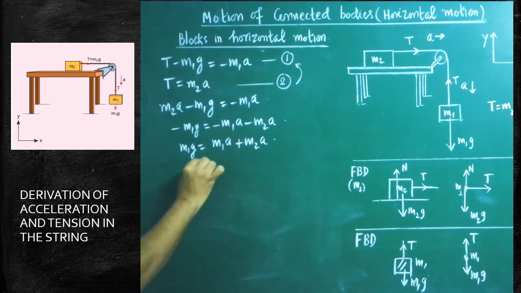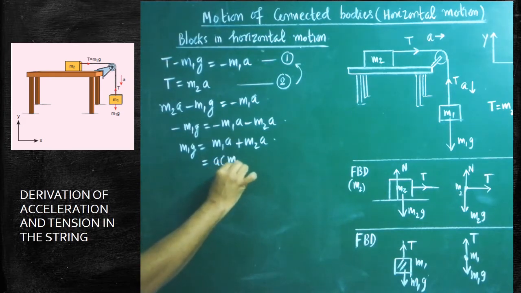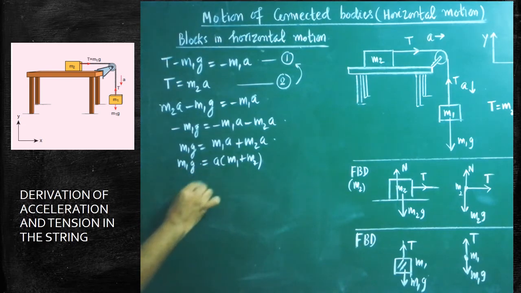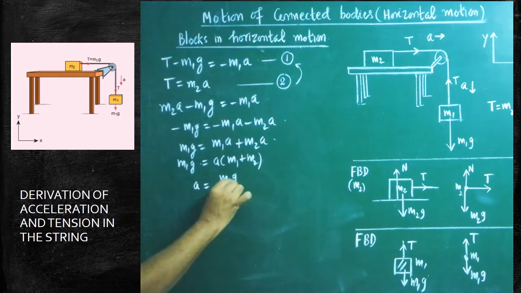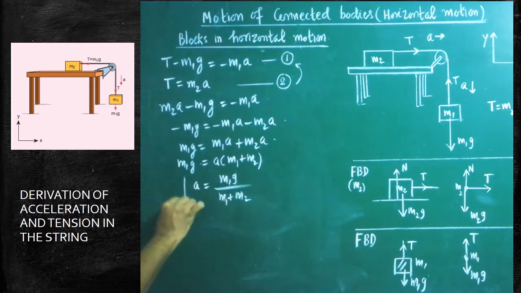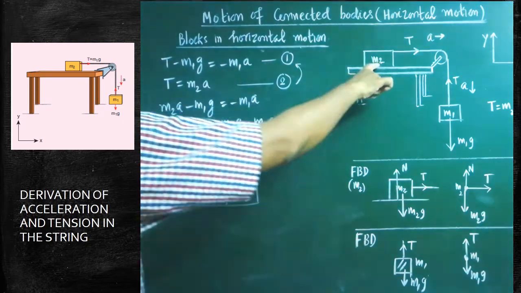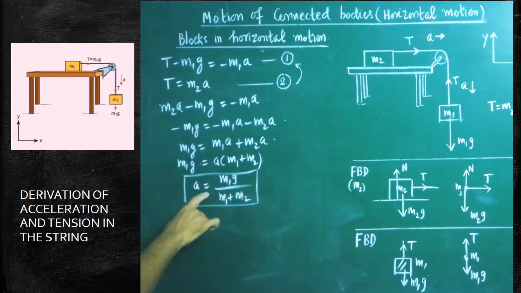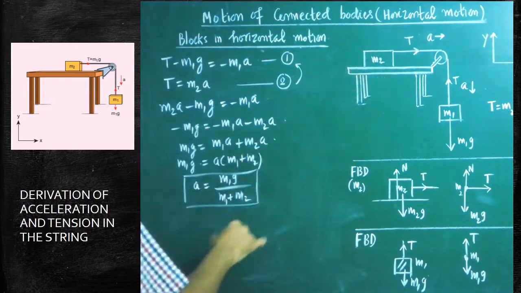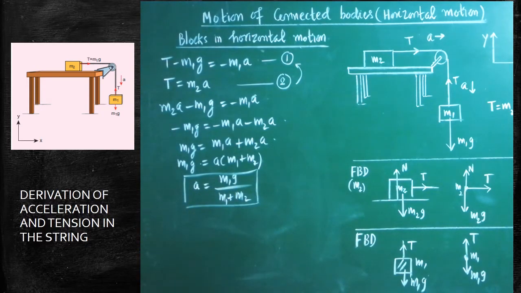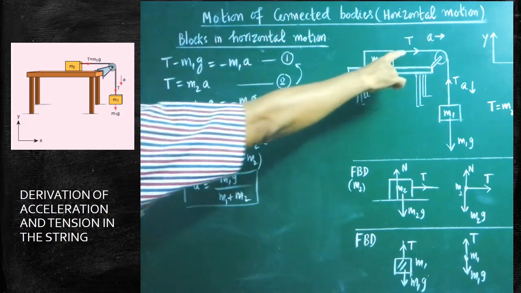Here, A can be written as a common factor, M1 plus M2. To get A, bring the factor down: A equals M1 g divided by M1 plus M2. So this is the expression for acceleration. This body is accelerated, and this much acceleration is acting on the M2 body as well as the M1 body. So this is a common acceleration factor. Are you clear?